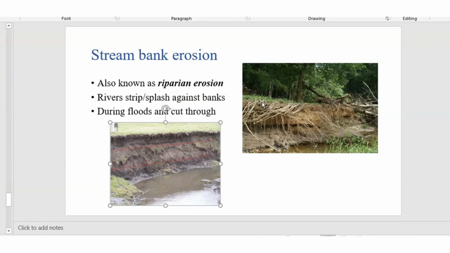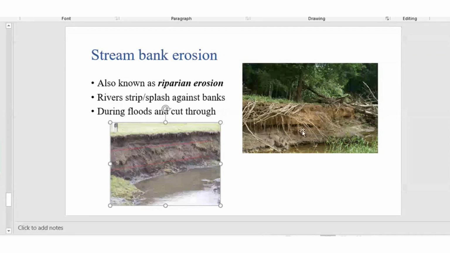The only difference is that since the pressure is not very high, and the flow is not as high as in the other three cases, it cuts only through the bank portion, or the edges of your soil. So it is known as riparian erosion because it mostly occurs during floods, or if the flow of water is very fast. When it flows very swiftly, it takes along soil and sediments from the bank portion. It splashes against the bank, and huge portions of soil from the banks are lost. They are taken along when water is flowing very heavily.